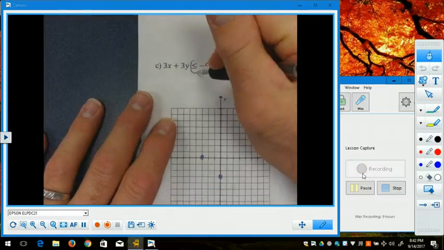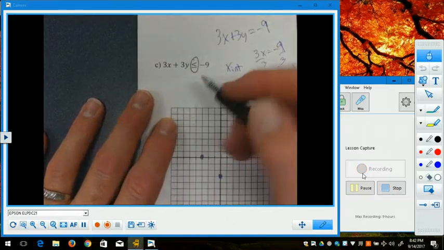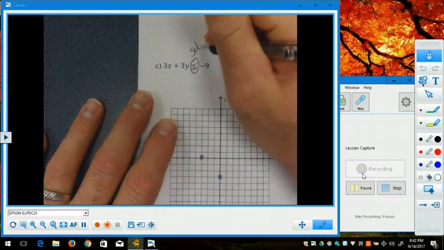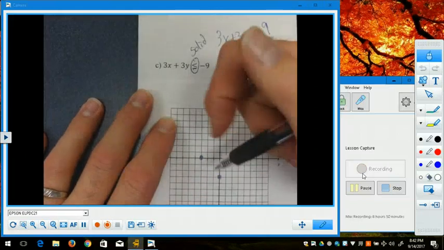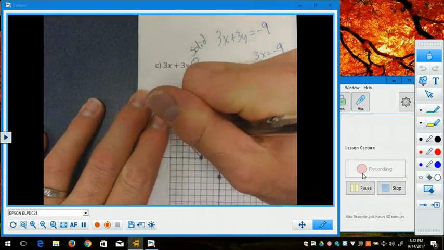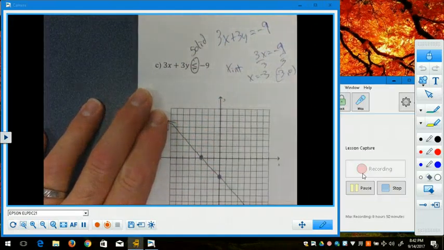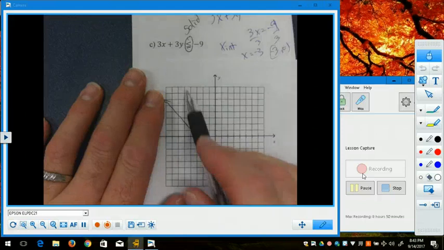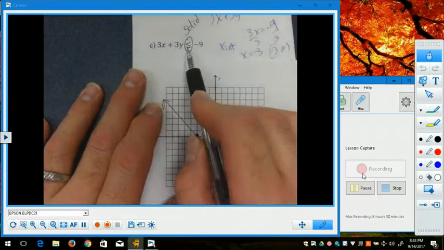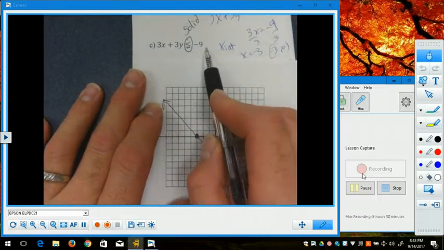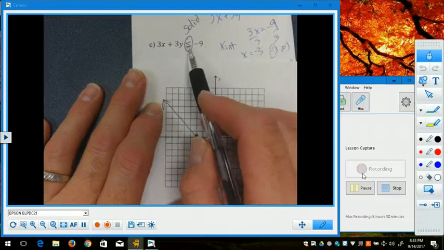Now, the question is, do I need a solid or a dashed line? Because of the equality, I need to use a solid line to connect my points. So I connect my points with a solid line showing that every single point on that line is in fact a solution because it will make the left side exactly equal to the right side, which is okay since it's less than or equal to.